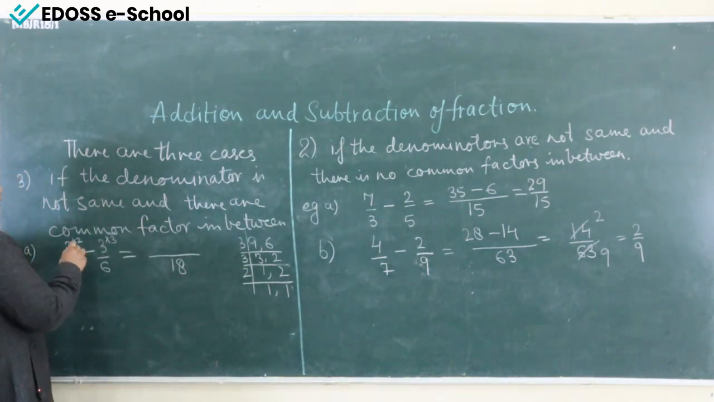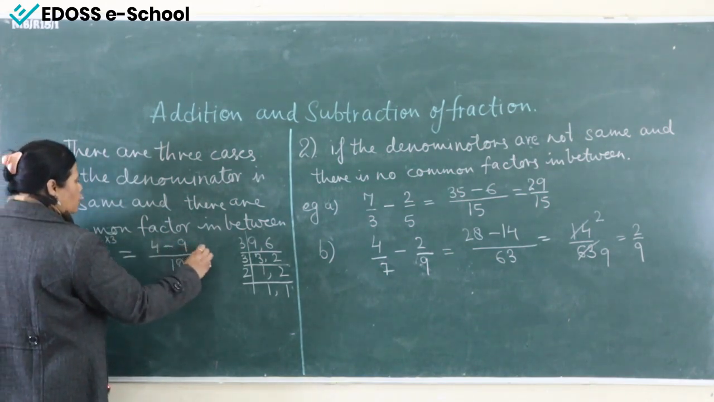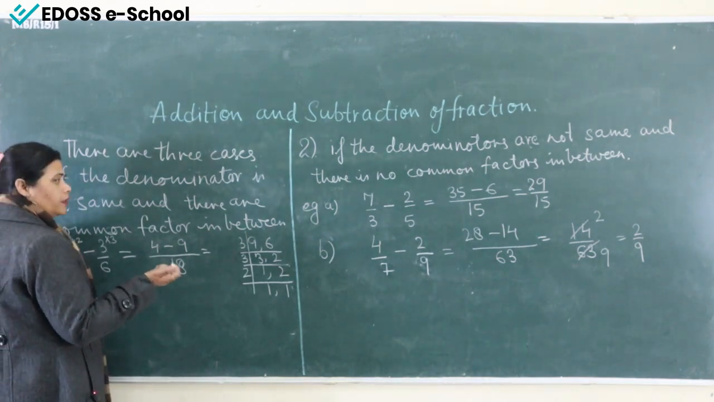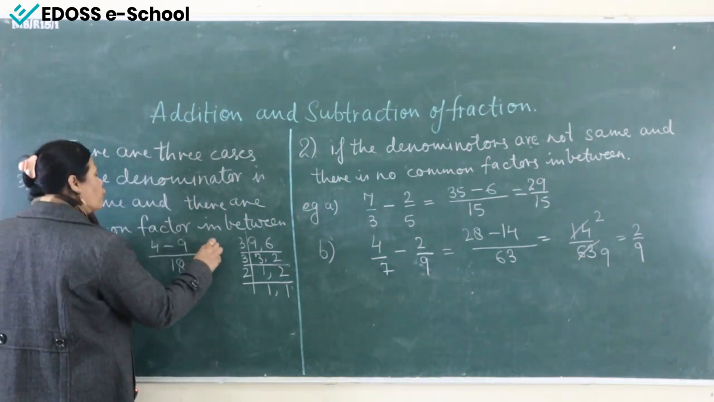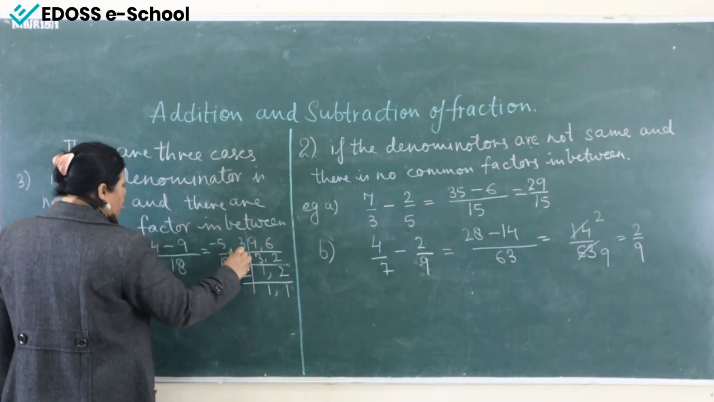Now you will get the answer. 2 2s are 4 and minus 3 3s are 9. When you subtract these numbers, you will get the answer in integer. So 4 minus 9 is minus 5 upon 18. So this is my answer.